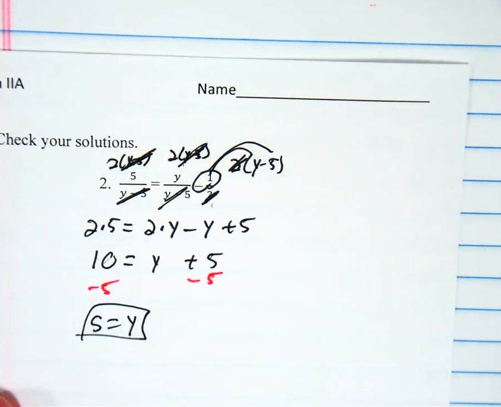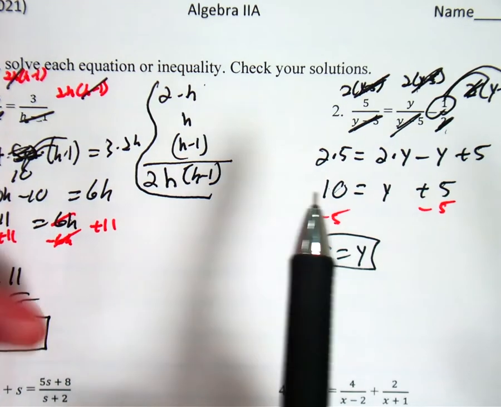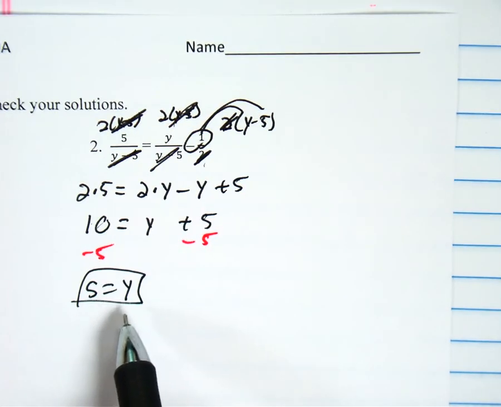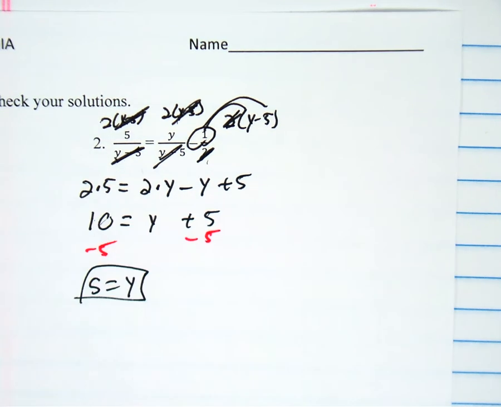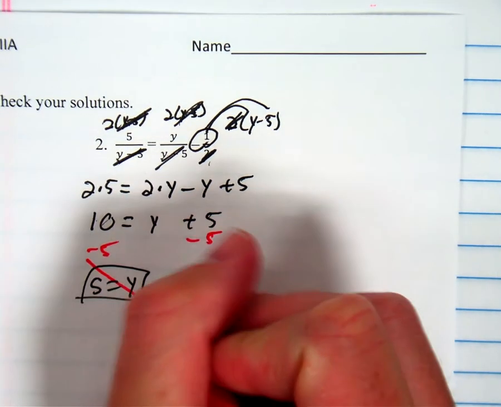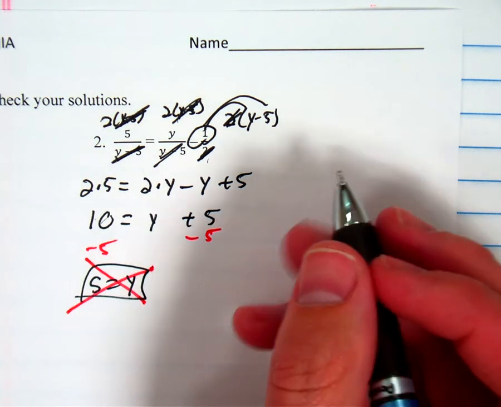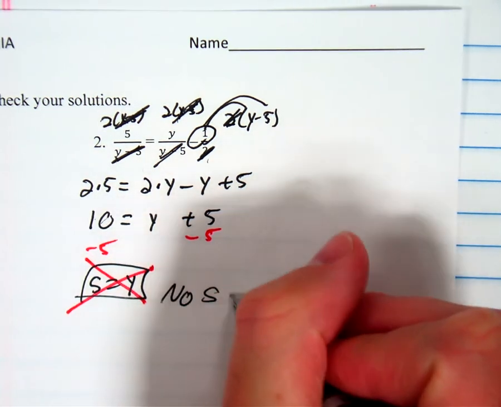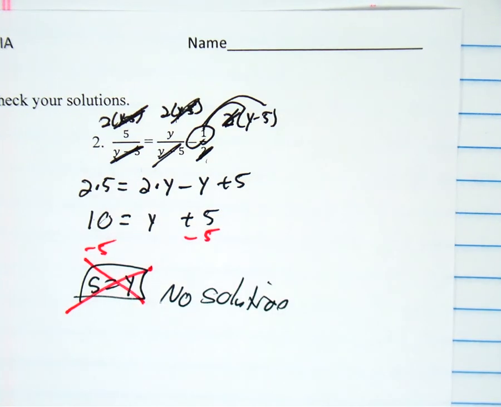Now, we didn't check our answer on the last one because it was a decimal, and there wasn't really anything with that decimal that was going to cause this to be 0 on the bottom over here. But let's check this one. If y equals 5, and I put 5 in there, 5 minus 5, that's 0 on the bottom. That's exactly what I don't want. So that cancels out my only answer, so no solution, because y can't be 5.